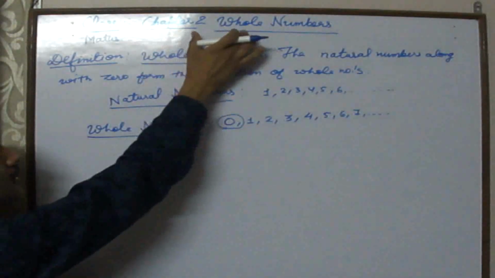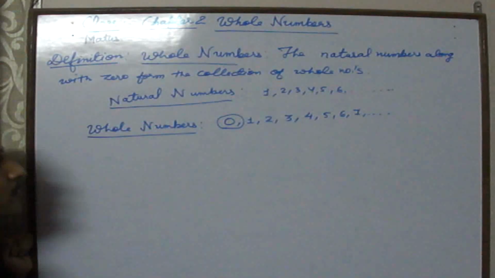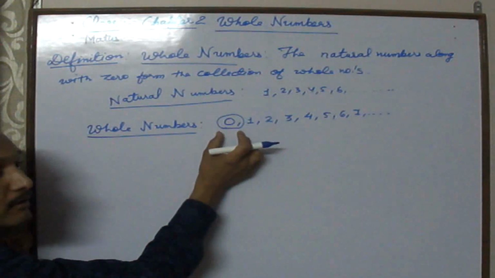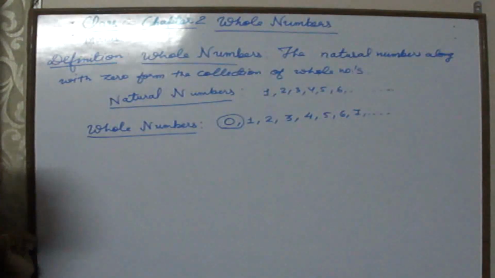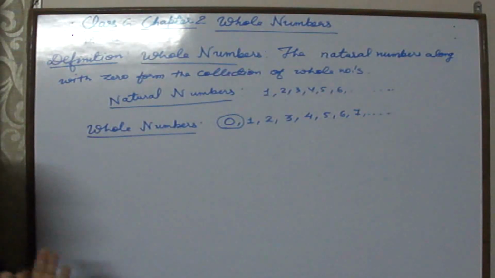Now our chapter deals with whole numbers, so we have to study including 0 also. Whole numbers include 0 also. So this is the definition of whole numbers: the natural numbers along with 0 form the collection of whole numbers. The only difference is of 0. Clear?